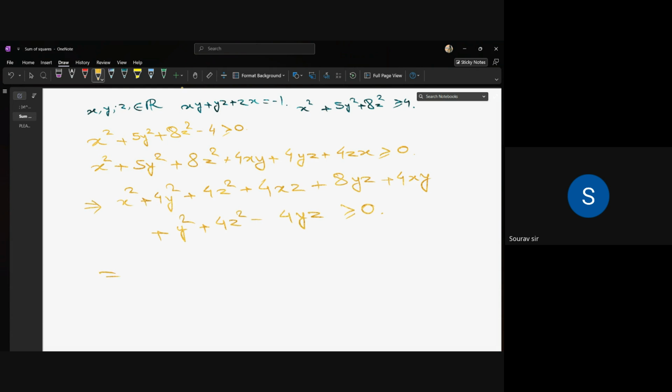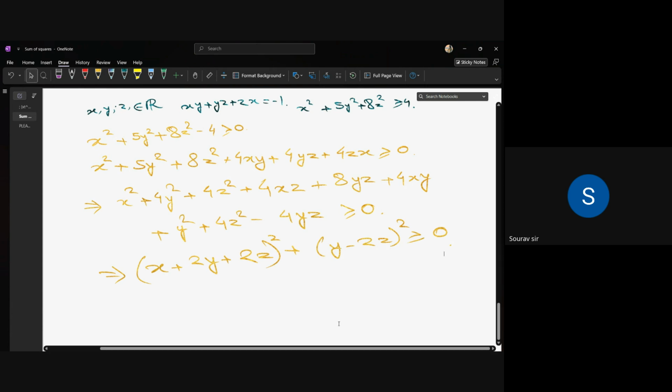Okay. So from that we can easily write again as (x plus 2y plus 2z) whole square plus (y minus 2z) whole square, that is greater than or equal to 0. Okay. So then they are the sum of squares, so we can show that these two are greater than or equal to 0. So that's why we are getting all the things as greater than or equal to 0. So we can say that here our inequality holds. Okay. Everyone understood?